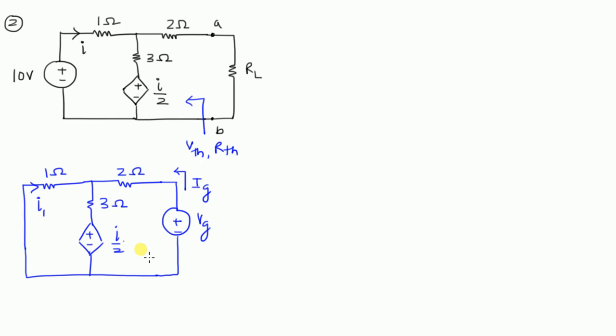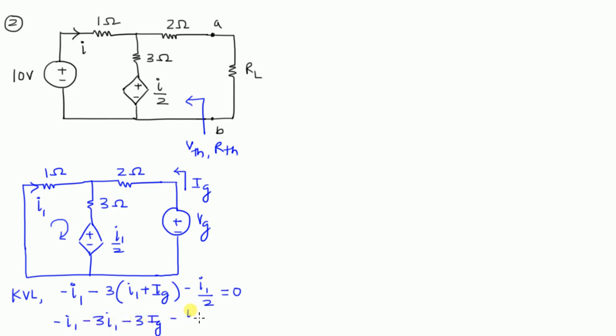Now we will make this current I1. So current flowing through this path is I1 plus IG. Now we will apply KVL here. So minus I1 drop, and then drop across 3 ohm resistance, that is 3 into (I1 plus IG), and then drop I1 by 2. So minus I1 minus 3I1 minus 3IG minus I1 by 2 is equal to 0.